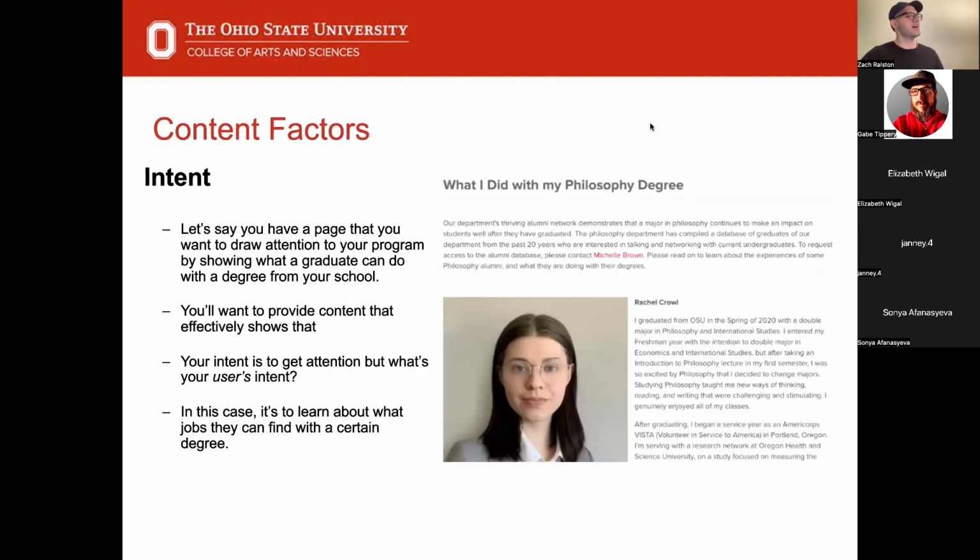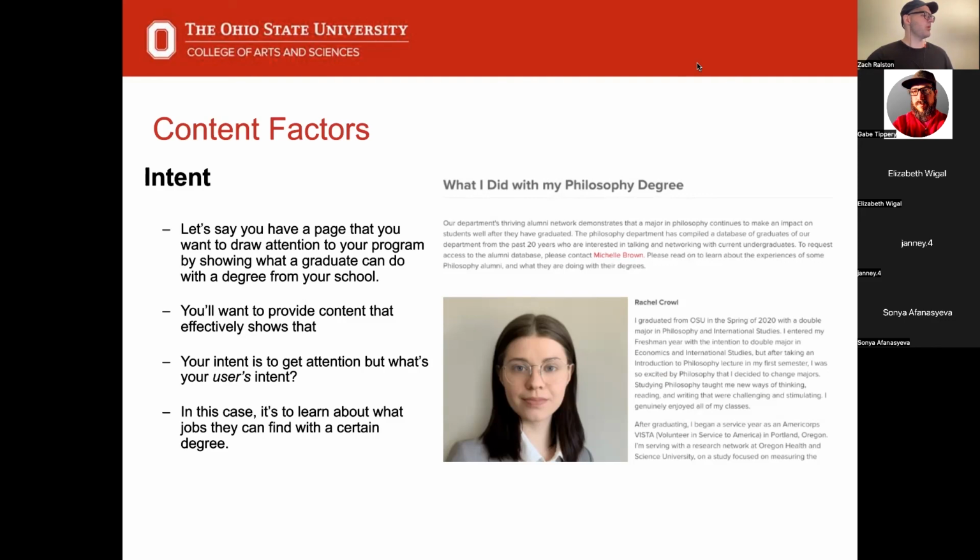So this is covering what I already talked about a little bit, but it breaks it down into a little more detail, and it's keeping the user intent in mind. Although we talked a lot about why the department would create this page and these pages, essentially if you're the user and you want to know how getting a philosophy degree can make your life better, then this is the kind of content you would want to be producing.